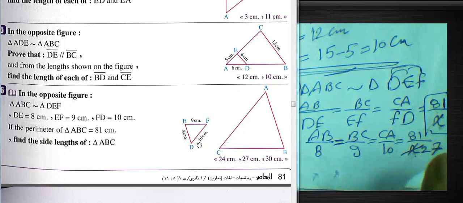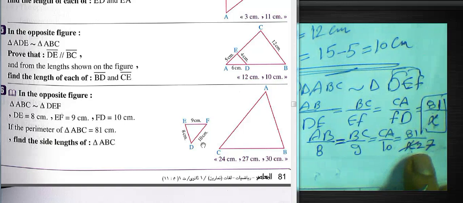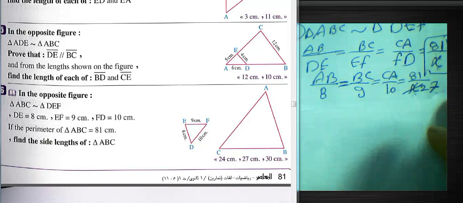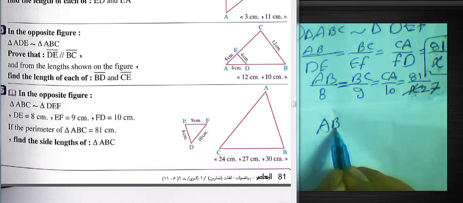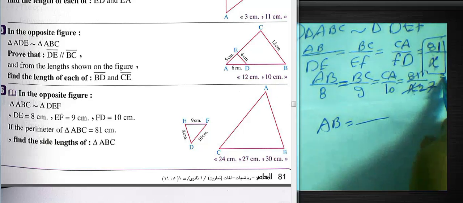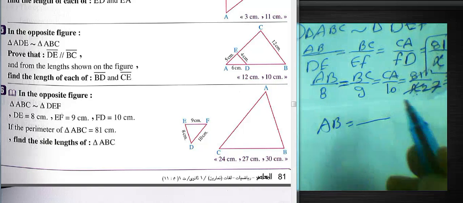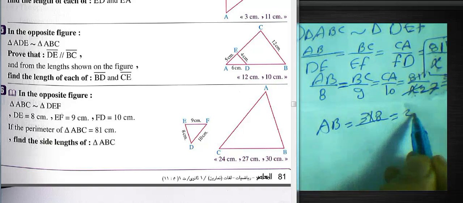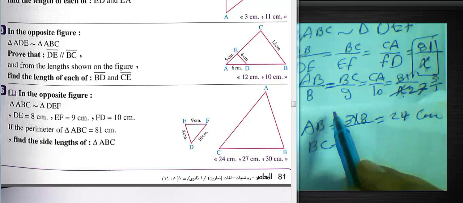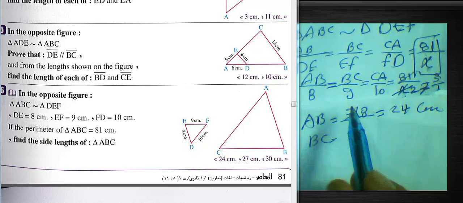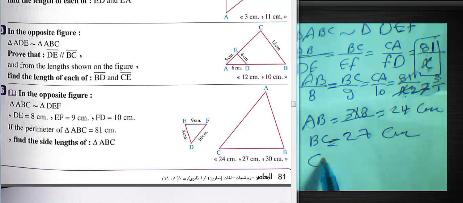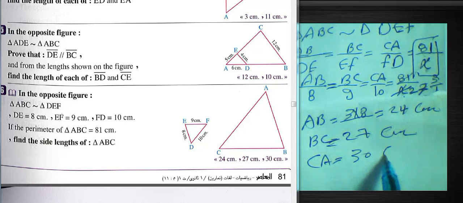So we have 81 over 27. I will write on another paper. Look with me here. We can find AB. 81 divided by 27 equals 3 over 1. So 3 multiplied by 8 equals 24 centimeter, and BC equals 3 times 9 equals 27, and CA 3 times 10 equals 30 centimeter.